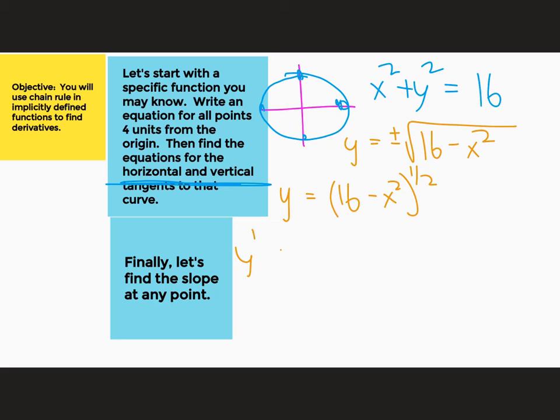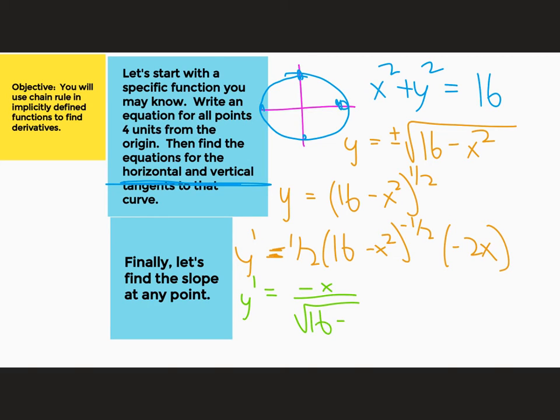So y prime, the 1/2 comes down, 16 minus x squared stays to the negative 1/2, and then times negative 2x. So y prime is going to be half of 2 is negative 1, negative x over square root 16 minus x squared. Well, wait, square root of 16 minus x squared is just y, right? So it's negative x over y.